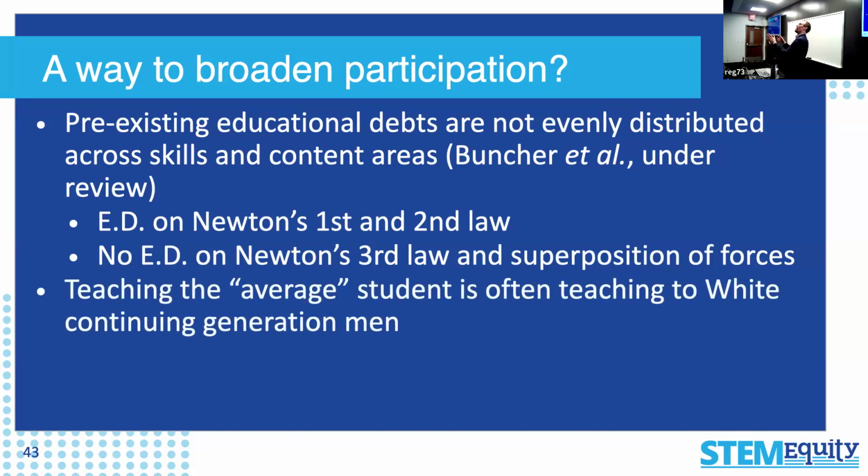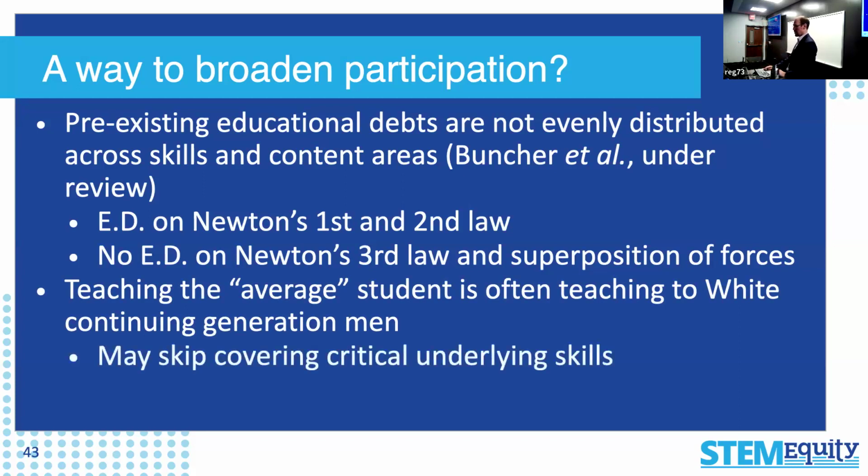However, if we say, oh, my average student is doing just fine on Newton's first and second law, let's move on. Well, your average student, especially in a physics class, is more likely to be a white continuing-generation man. And so if we say, okay, great, we're not going to spend as much time on Newton's first and second law, we're probably going to make these inequities worse. So we may skip covering these critical underlying skills, thereby exacerbating inequities.